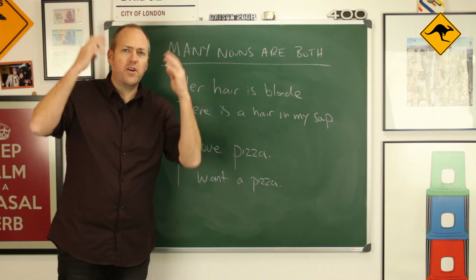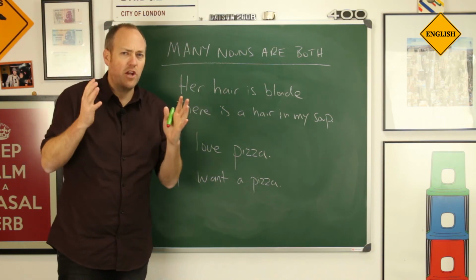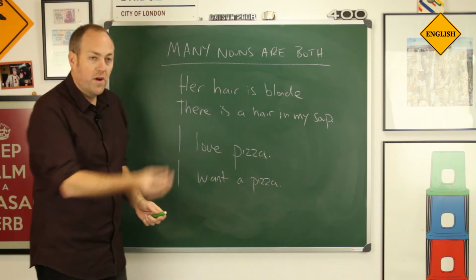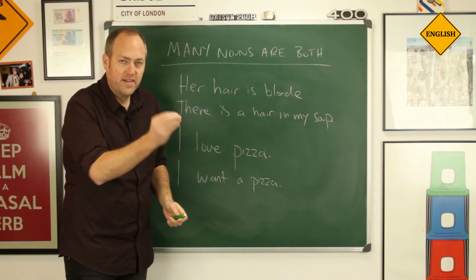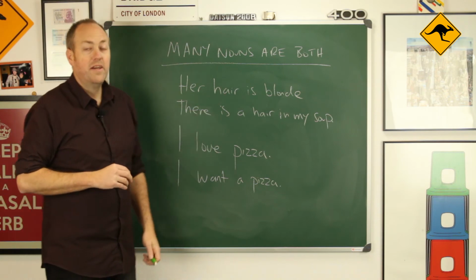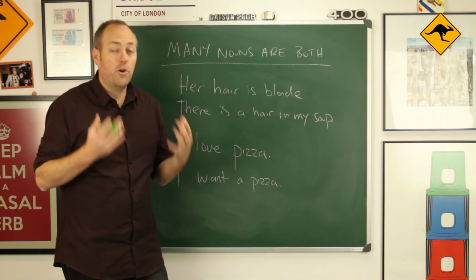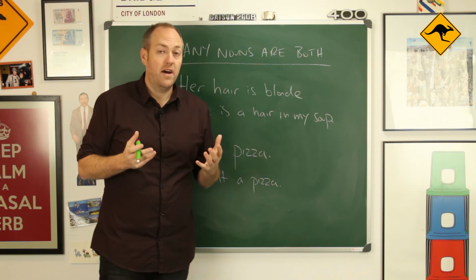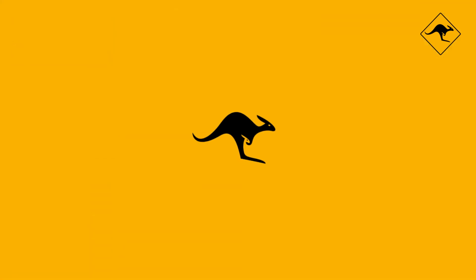Another example, I love pizza. So, I'm talking about the concept, the idea of pizza, the general idea. Whereas here, I want a pizza, okay? So uncountable, countable, uncountable, countable. And you will find that a majority of the nouns in English can be used in this way.